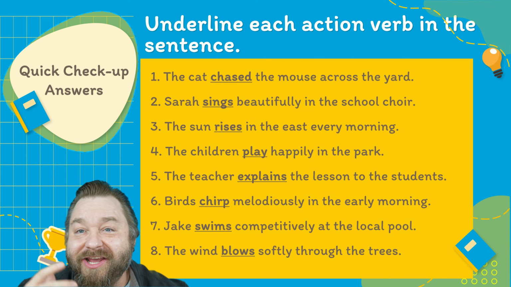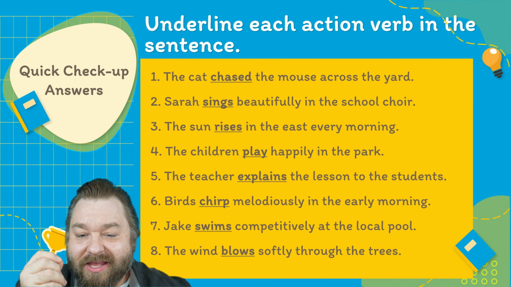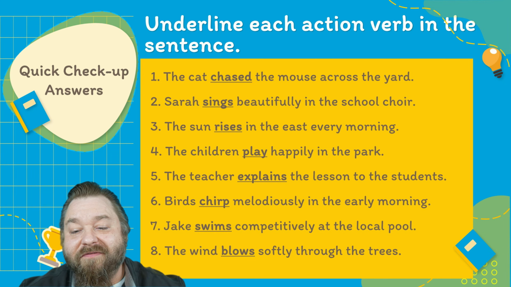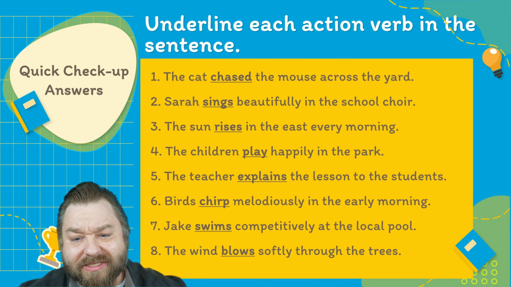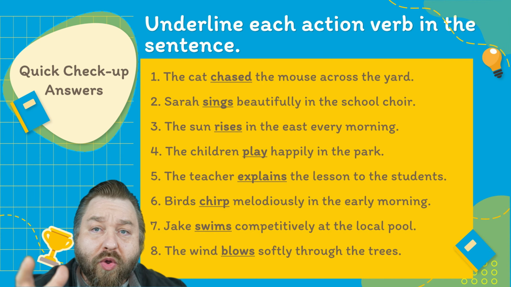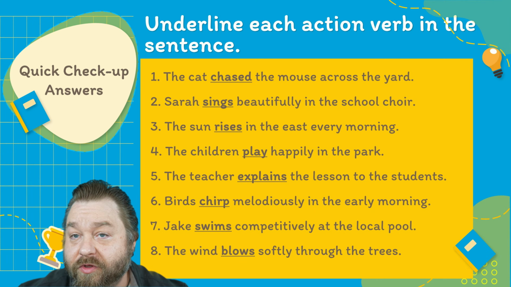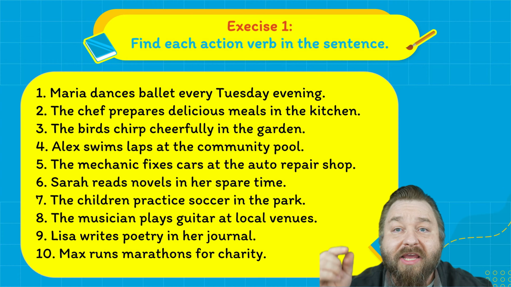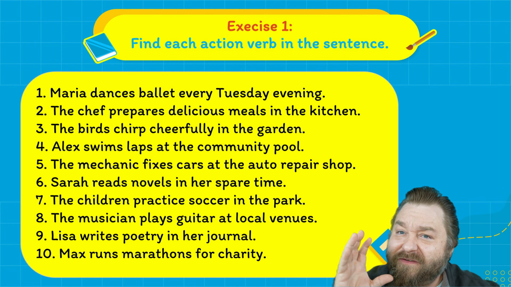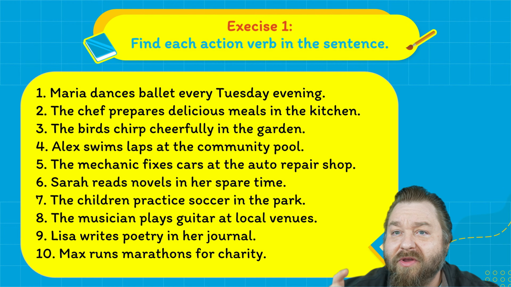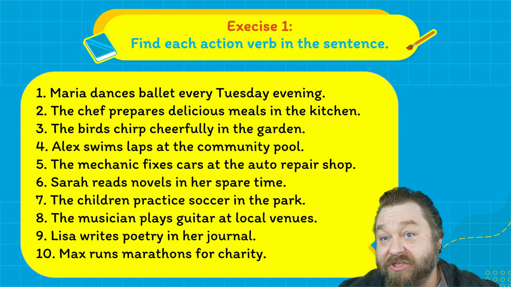They make a sound. Chirp, chirp, chirp. Jake swims competitively at the local pool. He's doing something. And the wind blows softly through the trees. Now, I'm pretty sure that you found all of them. So let's just jump right into our first exercise, where we're going to do the same thing. Read each of these sentences and find the action verbs in them. Okay? Pause the video now, and then we'll check them.